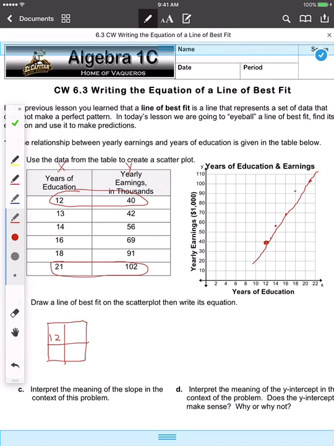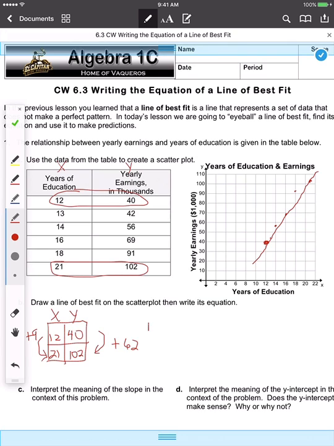So we've got 12 and 40. Remember, this is your x, this is your y. And then we've got 21 and 102. So I need to find my change of y. So how do I go from 40 to 102? I add 62. And how do I go from 12 to 21? I'm going to add 9.